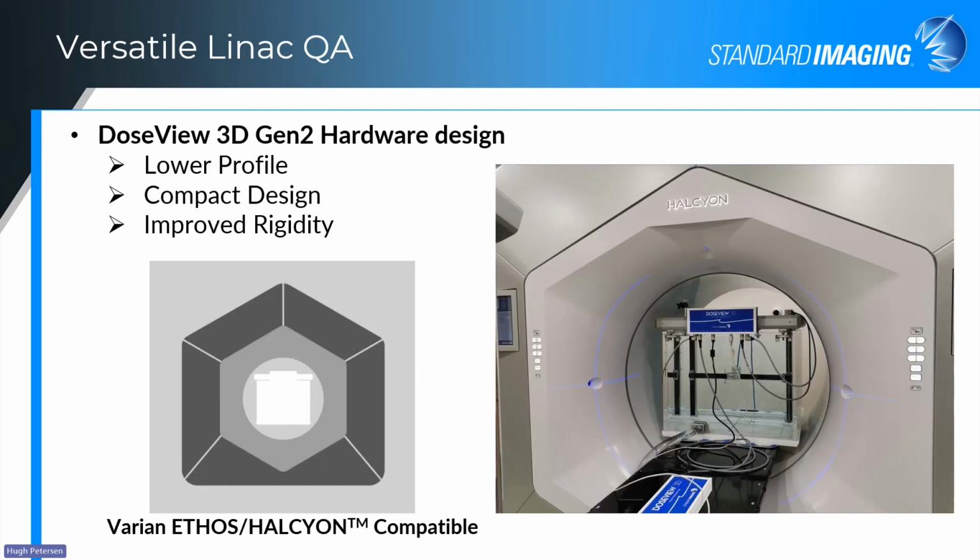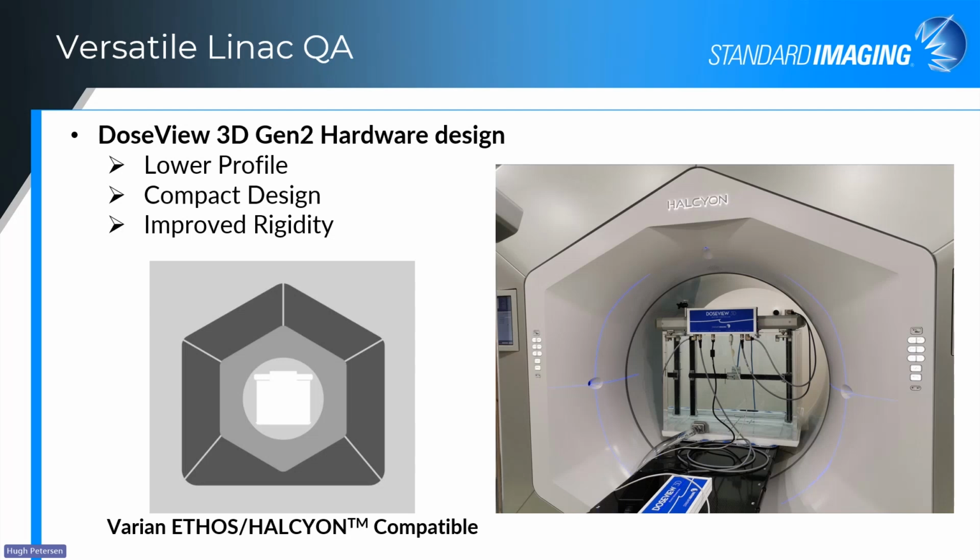We redesigned the system a couple years ago to what we call our Generation 2 or Gen 2 hardware, and it's got a little bit lower profile and a more compact design. It not only improves the rigidity, but it's also designed to be Halcyon compatible as well as conventional C-arm linacs. You can see it fits very well in the Halcyon bore. It's snug, not going to lie, but you still get those full-size scans necessary for the Halcyon system too. So you can still do your 40 by 40 scans as necessary.